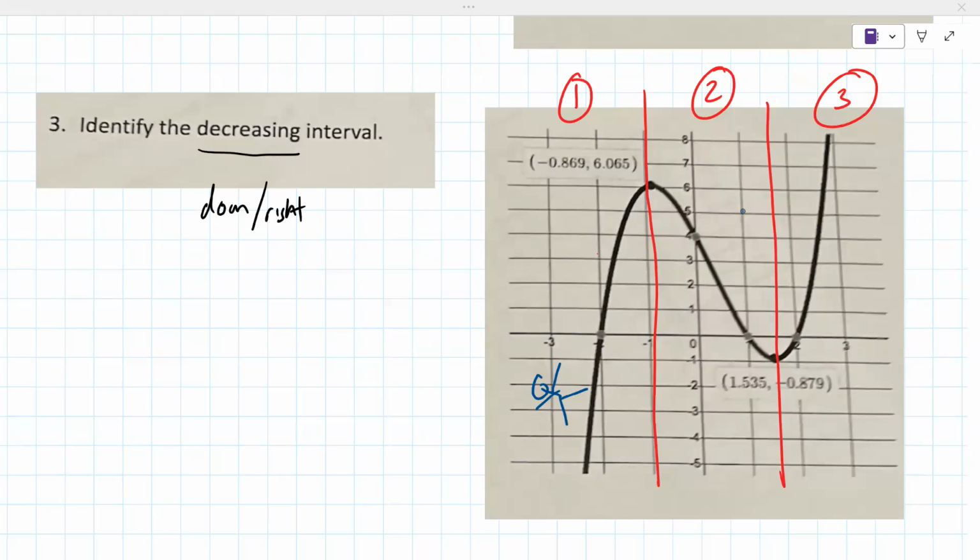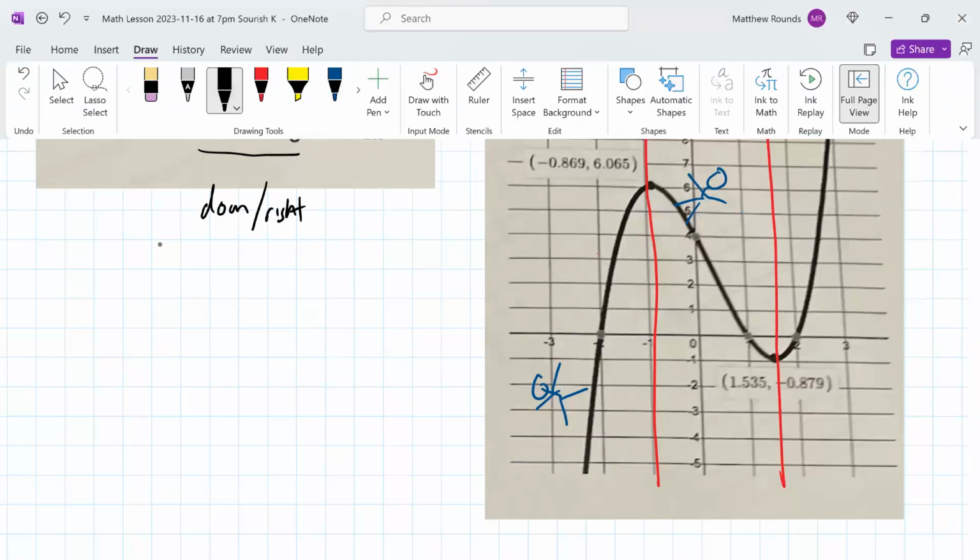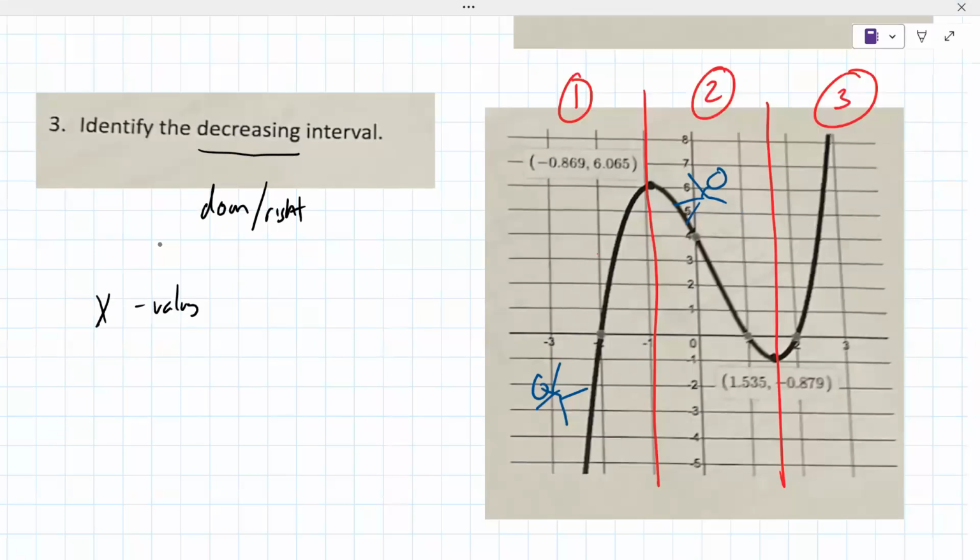What about in region two? For region two, you're going down. Okay, so region two is where you're decreasing. What are the x values? Just the x values in region two. Okay, the x values for that.